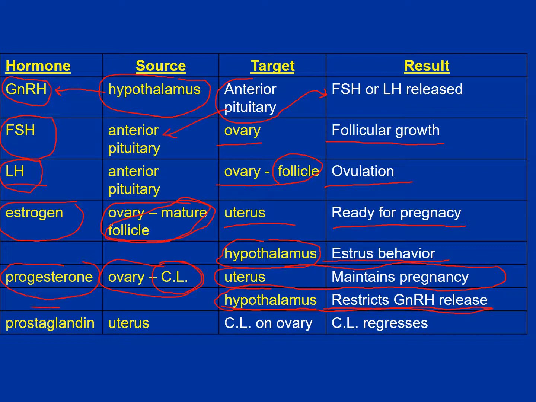Okay, final hormone here, very important in regulating the estrus cycle, is prostaglandin. The source of prostaglandin is a non-pregnant uterus. So if the uterus is not pregnant during the estrus cycle, it releases prostaglandin. Prostaglandin has an effect on the CL. It causes the CL to regress. As the CL regresses, progesterone level goes down. We no longer have restriction of GnRH release. GnRH is then released and the whole cycle starts over again.